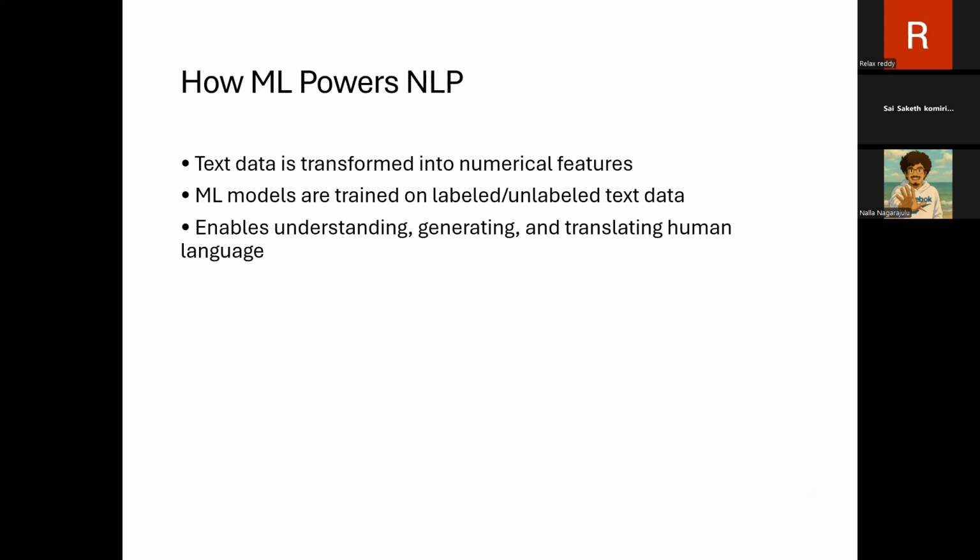Then we use ML algorithms to learn patterns from these numerical representations. For example, a model might learn that the word happy often appears in positive reviews over time. The system learns associations between words, phrases, and their meanings or contexts. That's how NLP applications like chatbots, summarization, and question answering systems become smarter. They are trained on huge datasets and continuously learn from them.